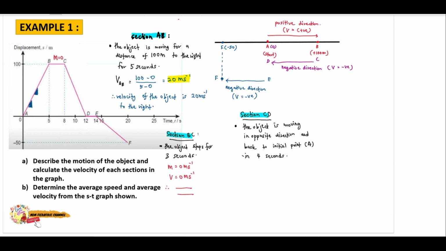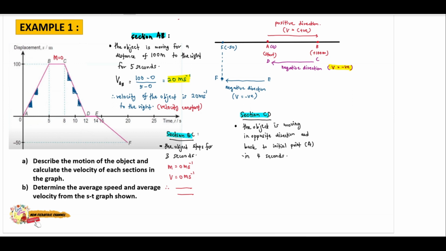Okay. And how about the gradient? Kan kita dah tahu tadi dia patah balik, negative direction. Velocity kita mesti akan dapat negative because the direction is in negative direction. Okay. And look at here. From C to D, the velocity still constant. Okay. Sebab graph dia adalah constant. Kan? Okay. Mungkin dekat sini awak boleh tambah, velocity of the object is 20 meter per second kan? Ataupun constant lah. Kita tahu the velocity here is constant. Okay. Same goes to this one. Section CD. The velocity also constant.